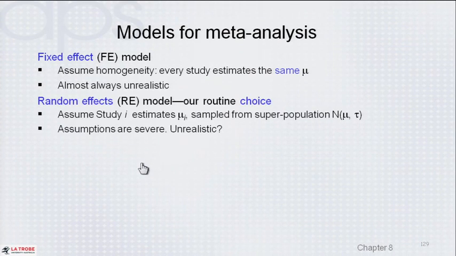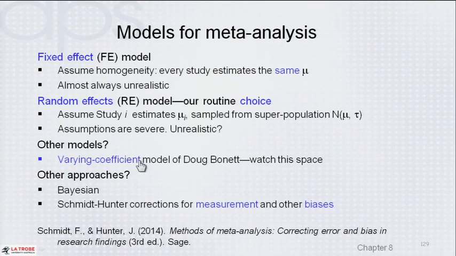I've mentioned the fixed effect model and the random effects model. There are others. Doug Bonnet has proposed and explained and defended his varying coefficient model, which does look quite promising, but has yet to be taken up widely and tested in practice. There are Bayesian approaches, very promising. Frank Schmidt and the late Jack Hunter propose rather different models that emphasize the importance of adjusting for various biases, in particular measurement error, adjusting for the less than perfect reliability of the measures in meta-analysis.